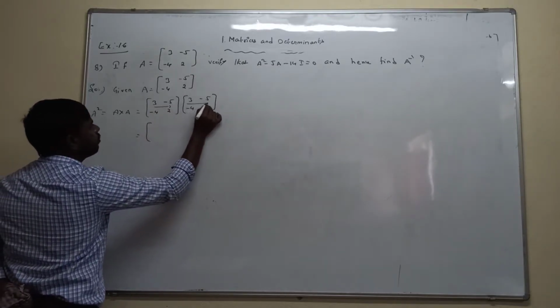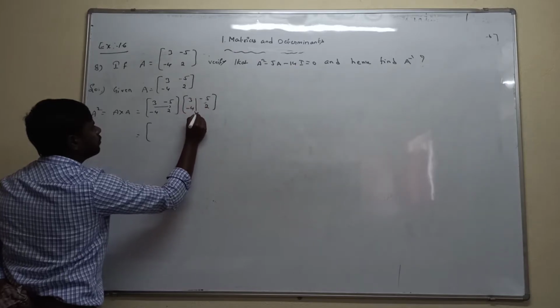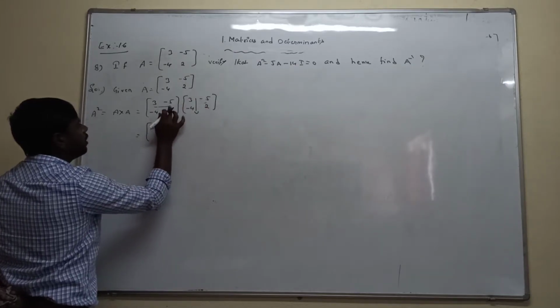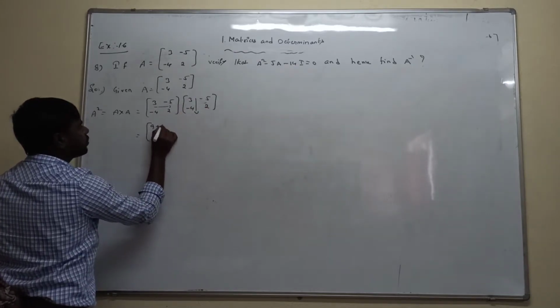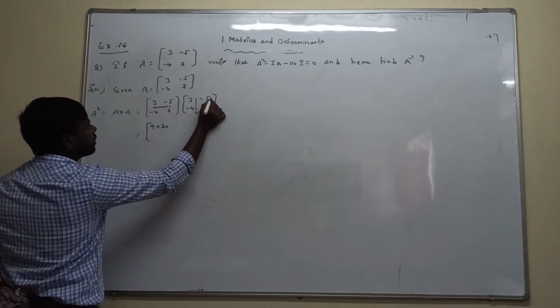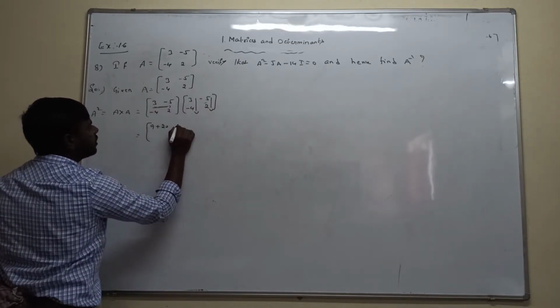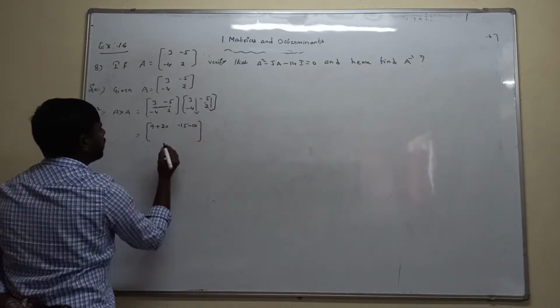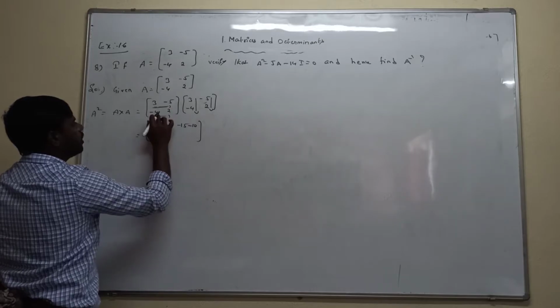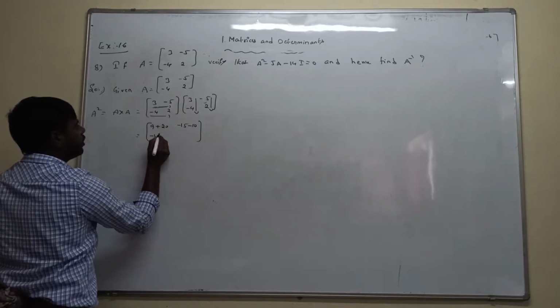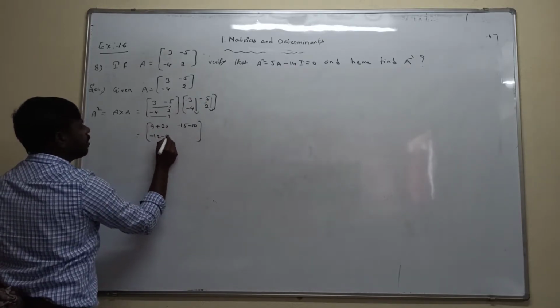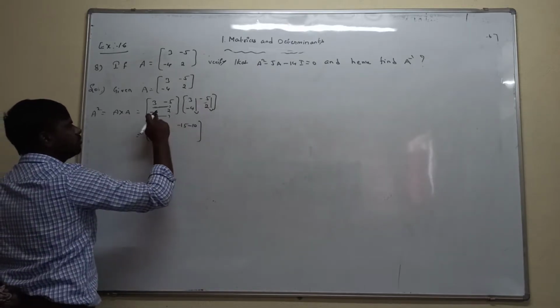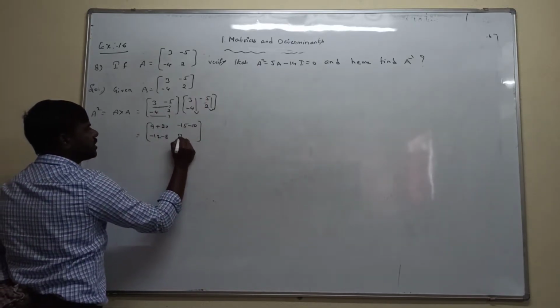First row, first column. 3 into 3 is 9. Minus 5 into minus 4, that value is plus 20. First row, second column. 3 into minus 4, that value is minus 12... 3 into minus 4 is minus 12, no: minus 15 is written by speaker; minus 5 into 2 is minus 10. Next, second row and first column. Minus 4 into 3 is minus 12. 2 into minus 4 is minus 8. Second row, second column. Minus 4 into minus 5 is 20.